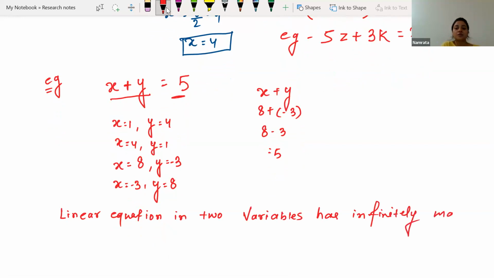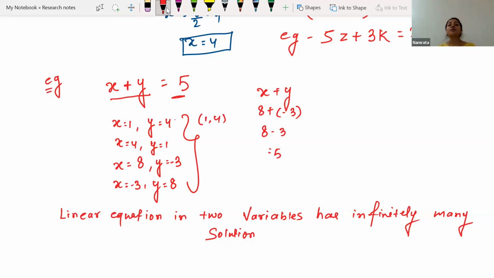Infinitely many solutions. Do you agree with that? Yes. A few solutions I have shown to you. And like this, you can take out infinitely many ordered pairs. What is an ordered pair? Just focus on the name, ordered pair. When we write this solution, I will write the first one as (1, 4). This is called an ordered pair, because I am writing the pair in order.